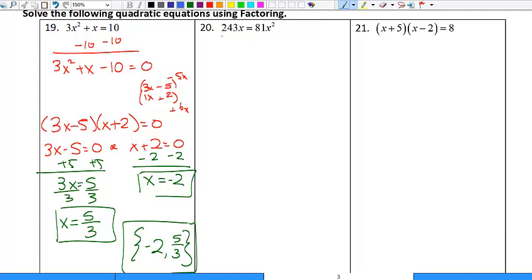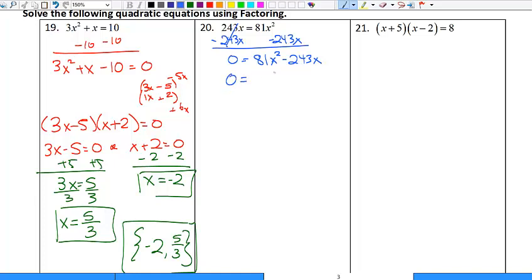On the next problem, it's not equal to 0 yet here either. I would prefer to move the 243x to the other side. The reason I would prefer to move the 243x instead of the 81x squared is because the x squared term is already positive, and I like my first term to be positive, so I'm going to leave it on the right side and make the other one positive.